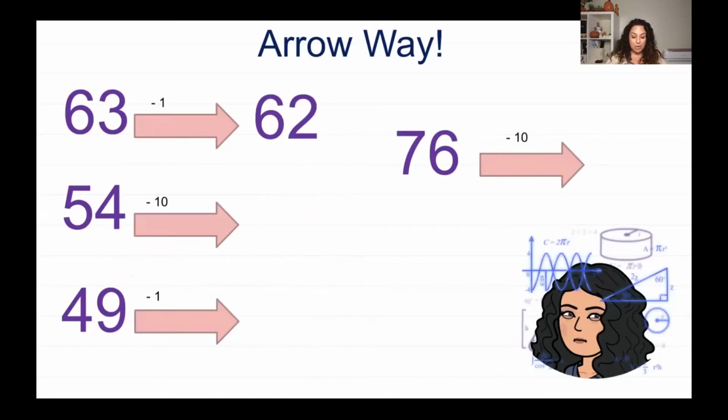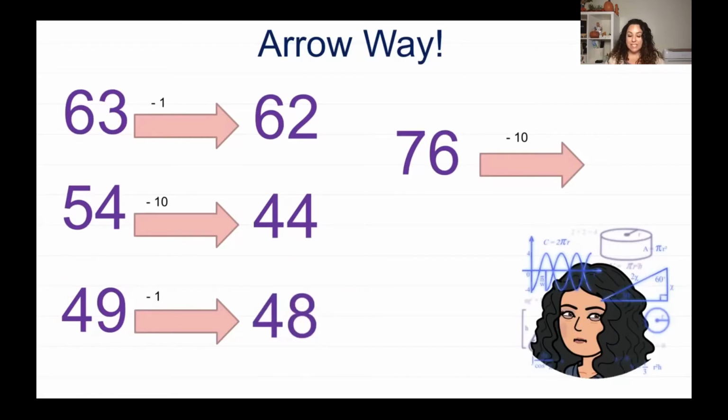Okay, now 54, I'm going to take away 10. So remember, I'm going to be looking at this number right here. So if I have a 50, 10 less than 50 is 40. So my number is going to be 44. 49 again, let's take away 1 from right here. So 9 take away 1 equals 8. Remember, I leave my tens the same, so it's 48.